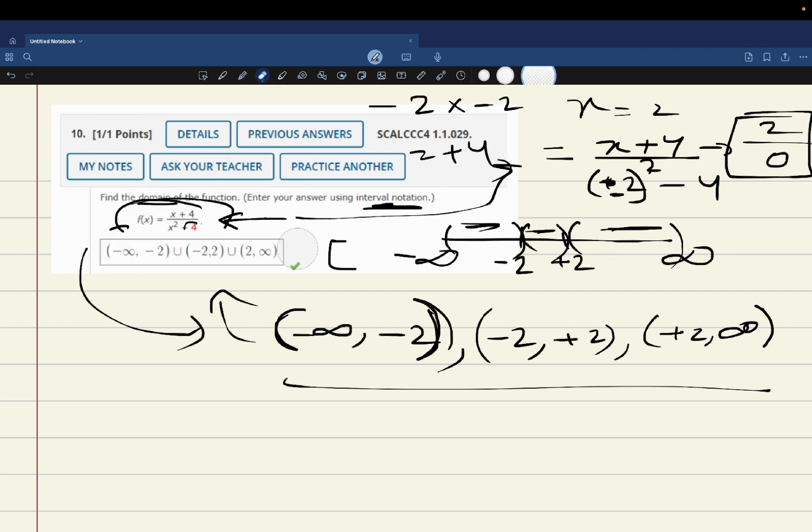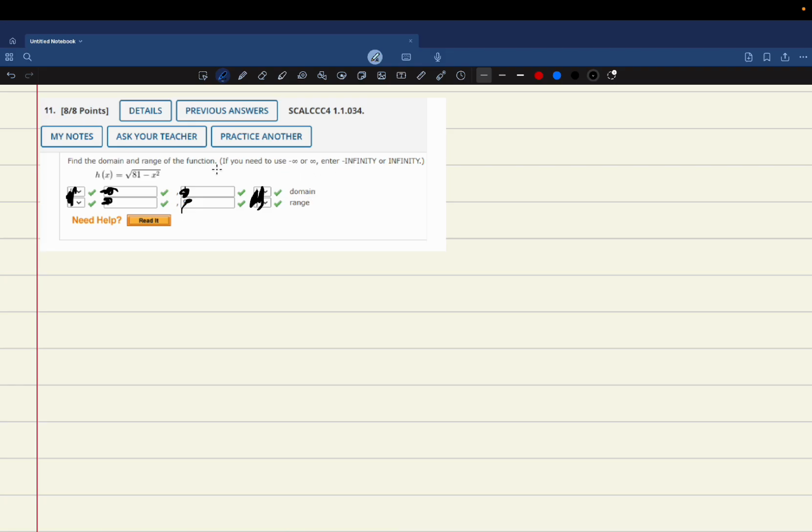I'll also reveal the answer. You can see this, and union means this. You can either do comma or union, but in interval notation I believe you need to do union. The comma won't work, I believe, but I guess you can do both. You can try it, and if it gives you an error, then you can do union, or you can do comma, but union is more preferable.